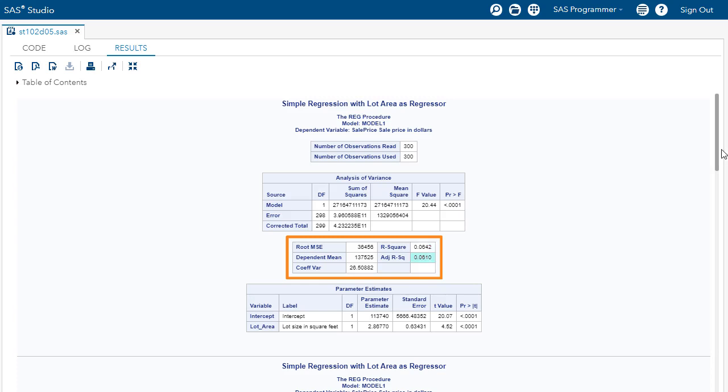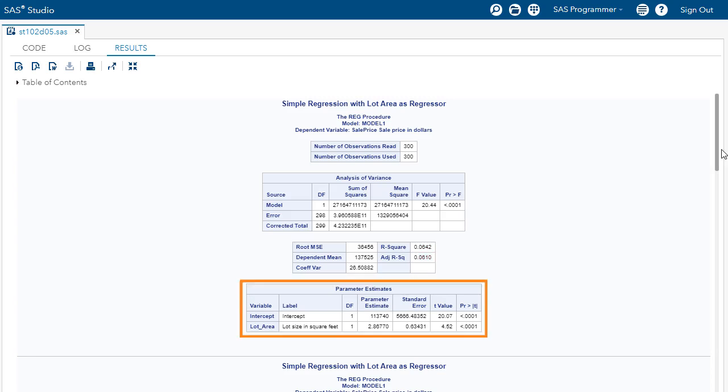The adjusted R-square is adjusted for the number of parameters in the model. This statistic is useful for comparing models with different numbers of predictors. The parameter estimates table specifies the individual pieces of your model equation based on your data, whereas the analysis of variance table provides the overall fit for the model. The parameter estimates table also provides significance tests for each model parameter.